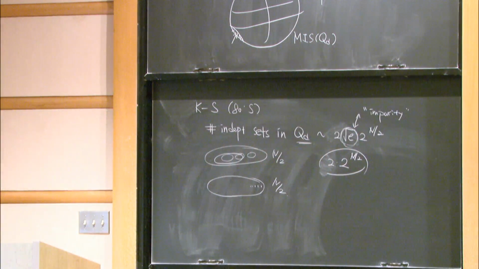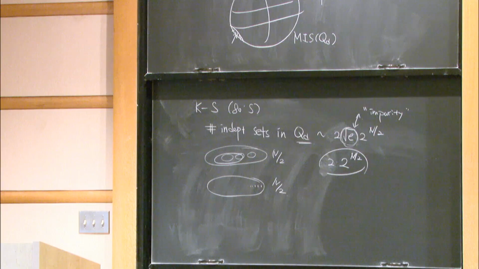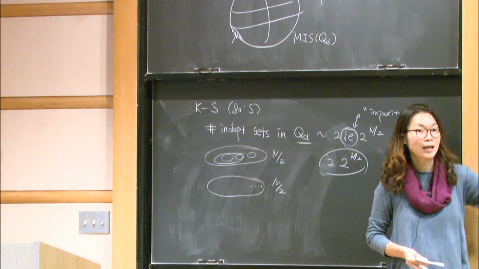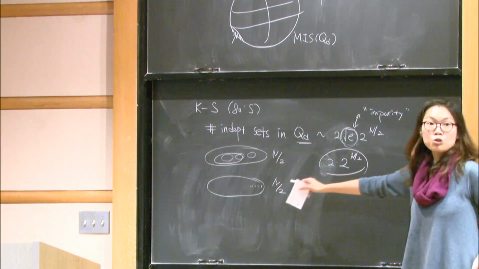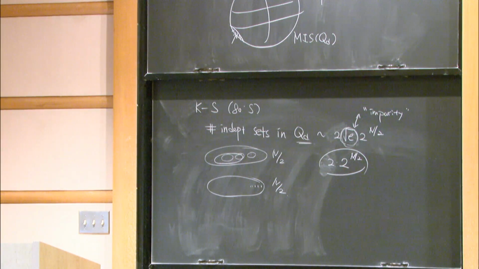Okay, so this is the end of the digression, and I'm ready to go back to our work here. Yes? Why is there no factor here? Oh, because we only have two parts. So here we have 2 times 2 to the n over 2. But I mean, you could take another way to decompose Q_d. No, the bipartition is unique. Oh, sorry, yeah. Thank you for the question. Any other questions?